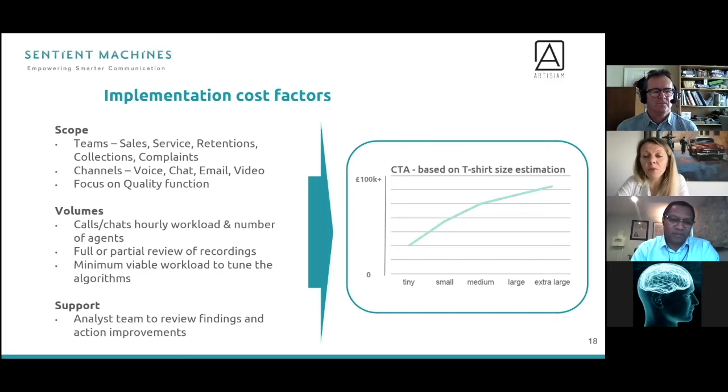So within scope, for example, if you're analyzing calls for your sales team or your inbound support, that will be very different. So there will be different complexity. If you're looking for understanding the root causes, as opposed to why are people not buying, or why are they canceling? Why am I not retaining them? If I'm offering some attractive deals and so on.